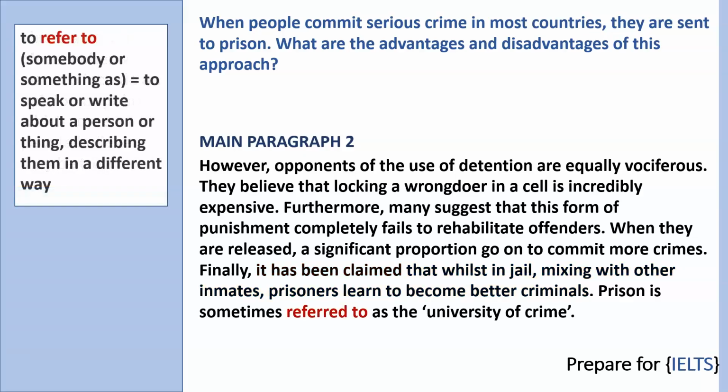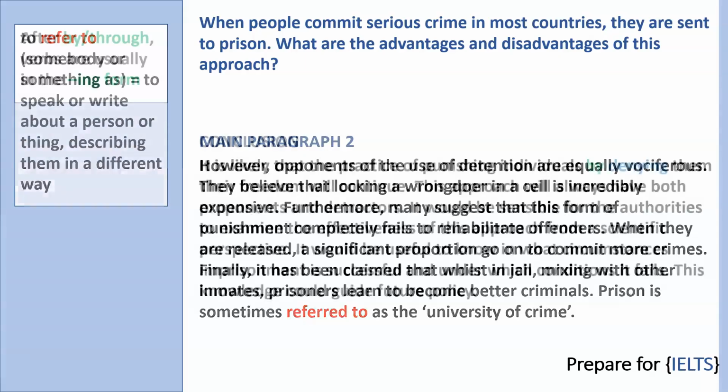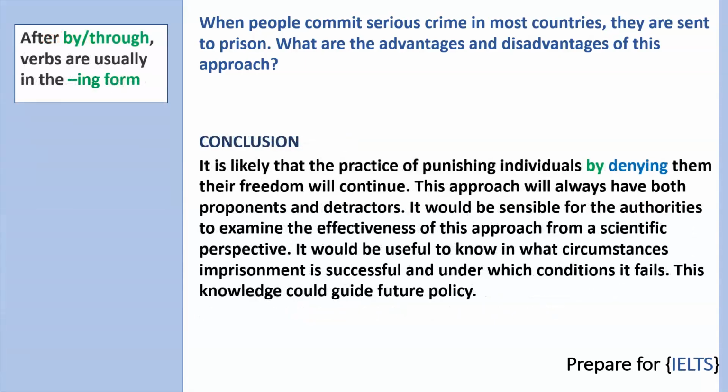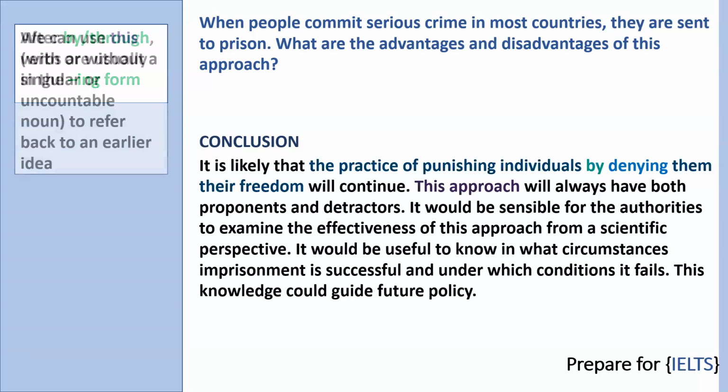To refer to somebody or something as means to speak or write about a person or thing, describing them in a different way. So prison is sometimes referred to as the university of crime. It is explained or described in a different way. Moving on to the conclusion, and after by or through, verbs are usually in the ing form, so by denying. When we describe how something is done, we can use by, and the verb after that is usually an ing.